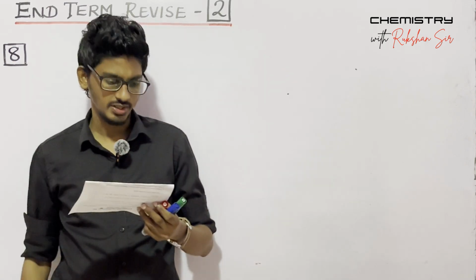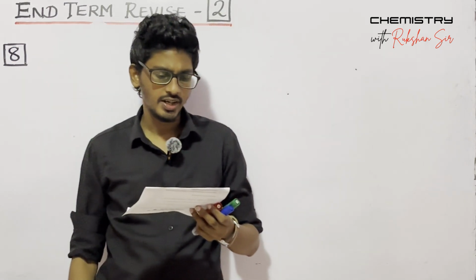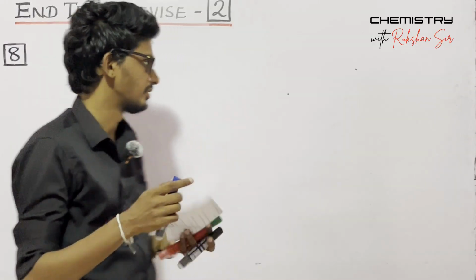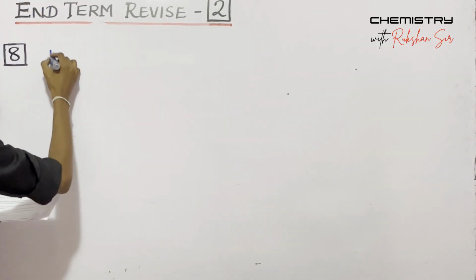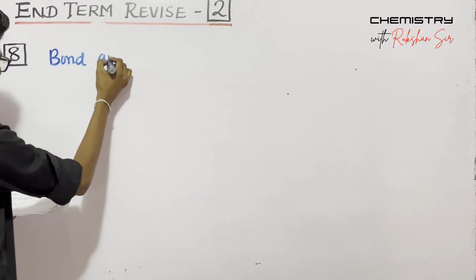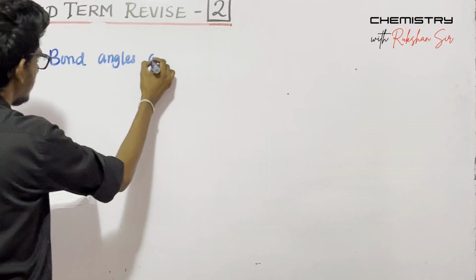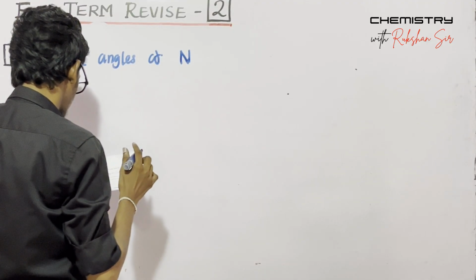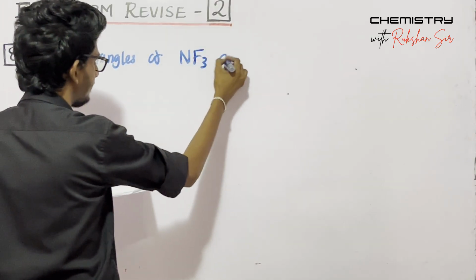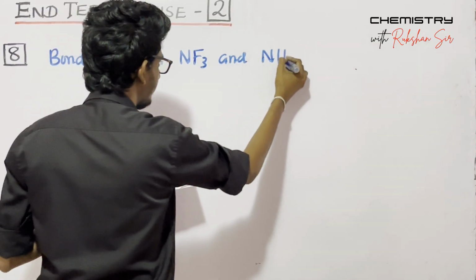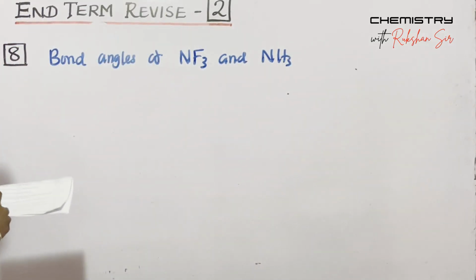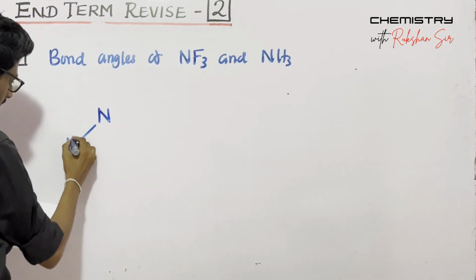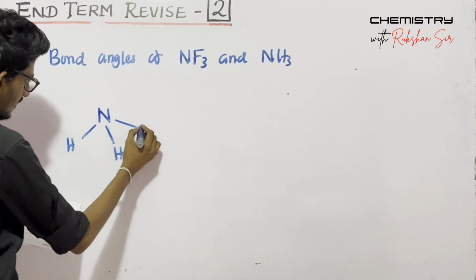Let's discuss question number 8. Bond angle around nitrogen in NF3 is greater than that in NH3. Let's discuss that. This is about the bond angles of NF3 and NH3. Both are carrying the same shape, so this is regarding the bond angles of species with the same shape.